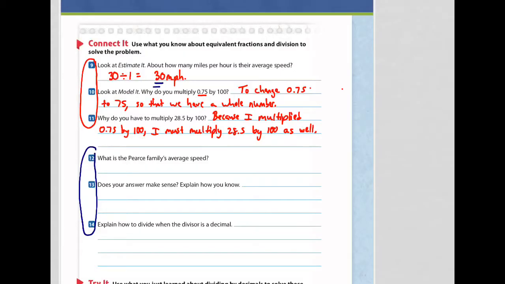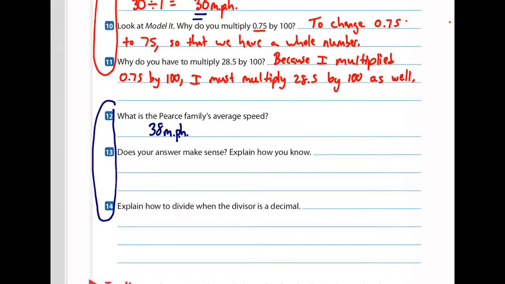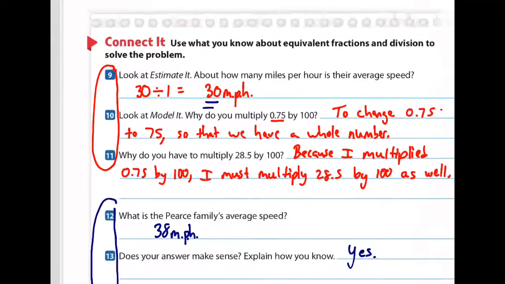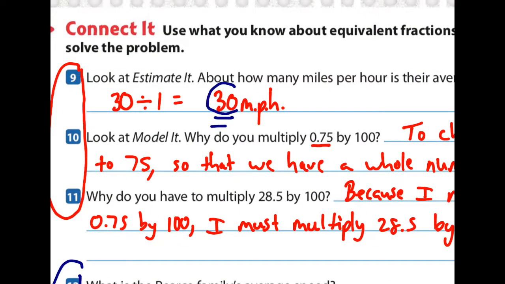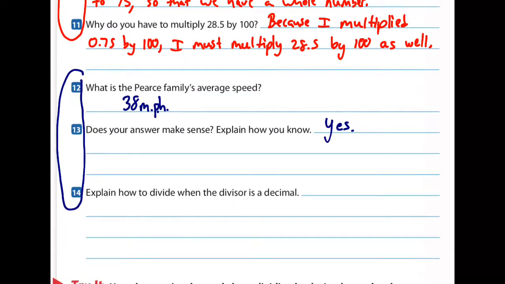So going back over to 12, what's the Pierce family's average speed? The answer is 38 miles per hour. Now 13 says, does your answer make sense? Explain how you know. Now, I think it does. The reason I know is, remember my estimate. My estimate was 30 miles per hour when I did some rounding. And 38 miles per hour is pretty close to it. So I'm going to say yes, my answer makes sense.